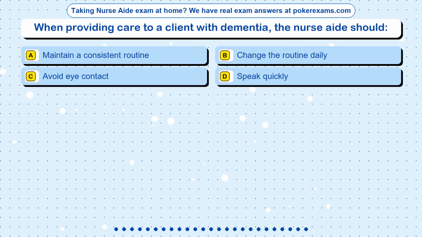Question 22. When providing care to a client with dementia, the nurse aide should: Option A, maintain a consistent routine. Option B, change the routine daily. Option C, avoid eye contact. Option D, speak quickly.